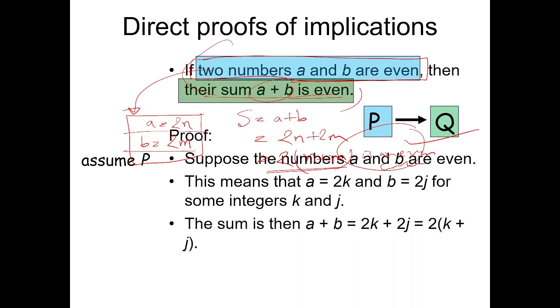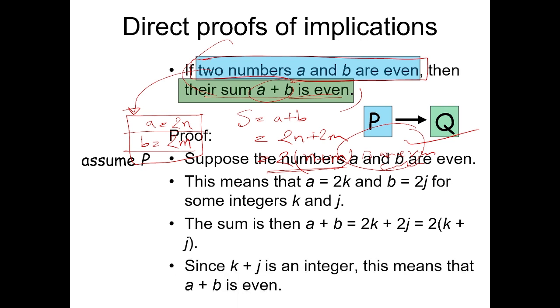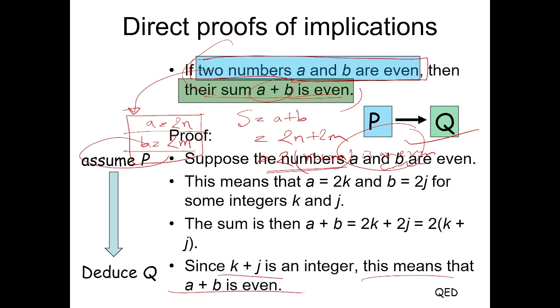Let me say equals 2j. The sum is then a plus b. This means that since k plus j is an integer, a plus b is even. So our normal approach here is assume p and then deduce q.